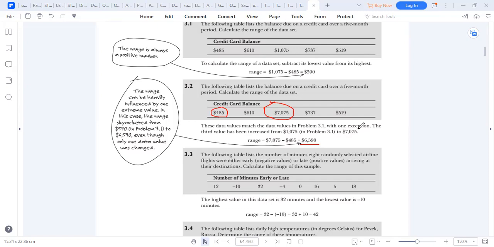Now, regardless of whether you're getting positive figures or negative figures, you need to understand that the range should always be a positive number. Now, the range can heavily be influenced by one extreme value in the data set that you may have. So you can see these are the same data sets, except that we've just adulterated 2 data sets. Where there is a 1075, we put 7075. So the extreme value in this case, 7075, is what has caused our range to increase from 590 to 6590. It's just a difference of values.